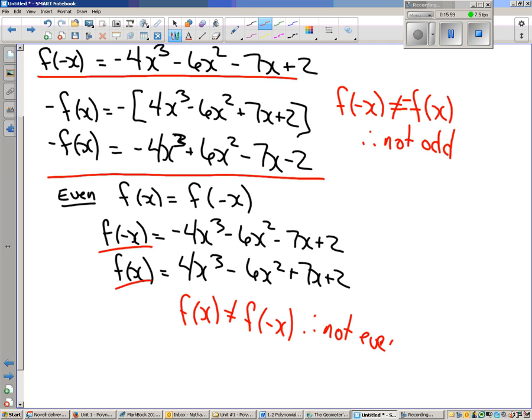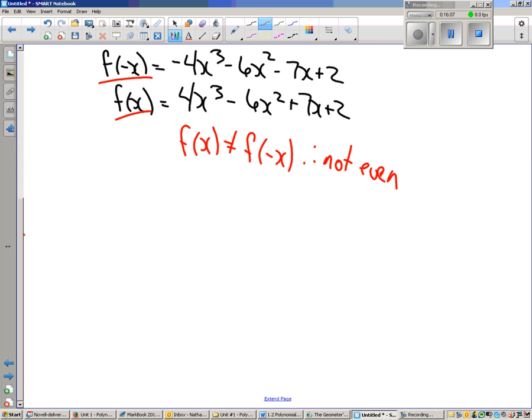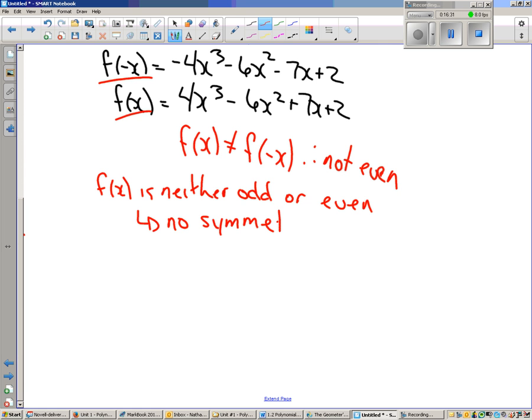So we've proven it's not odd. We've proven it's not even. So therefore, this function is neither. So we can say f of x is neither odd nor even. So if it's not odd and it's not even, what does that mean in terms of the graph? So this function has no symmetry. There's no point of symmetry, no line of symmetry.